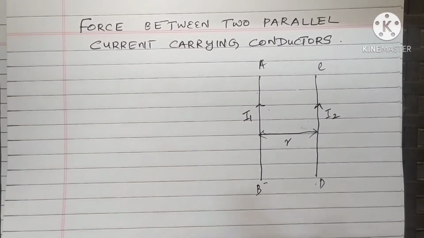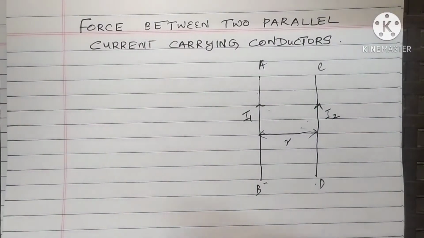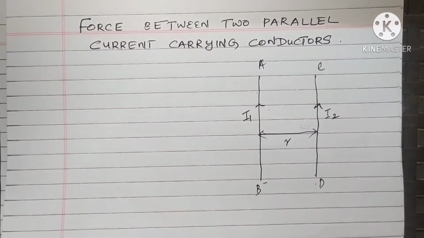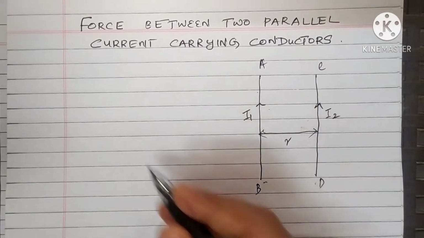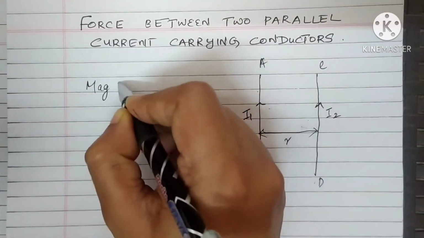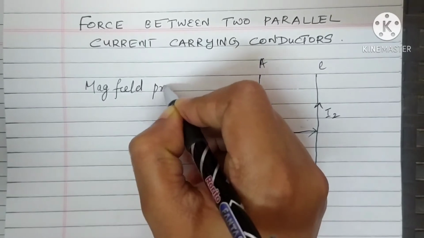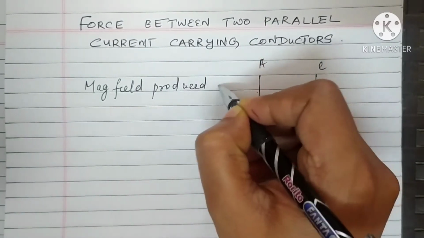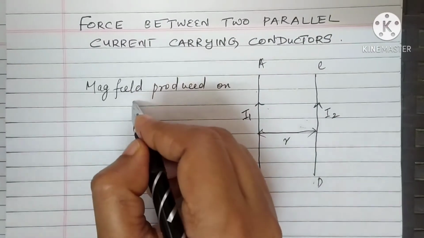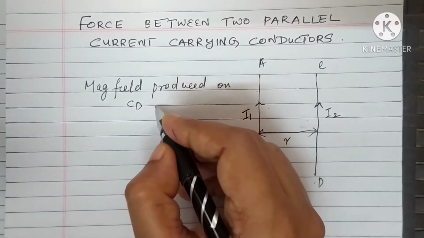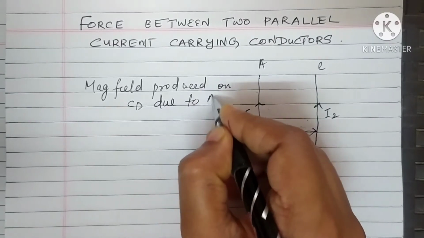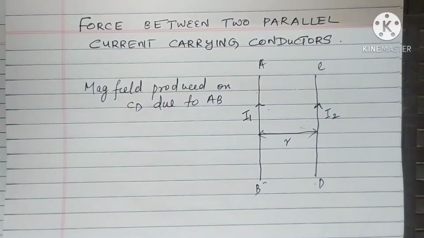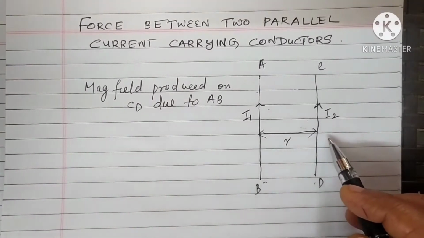So actually, if you want to find the force between these two conductors, first we have to find the magnetic field, and then because of that magnetic field, you can find the force experienced on the other. Okay, so we can start first, that is the magnetic field produced on this CD due to AB. Magnetic field produced on the conductor CD due to AB.